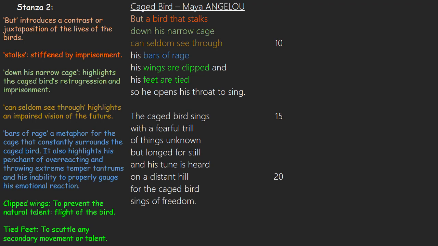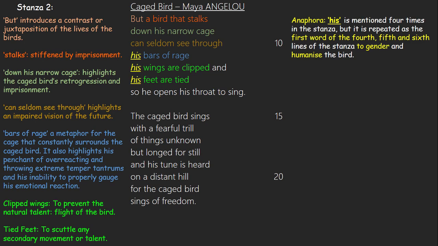The fact that both his wings are clipped and his feet are tied reveals to the reader that there is a power, or a force, much stronger than the caged bird that is acting against him. So there is a force and a deliberate attempt to make sure that they scuttle and impede his progress.